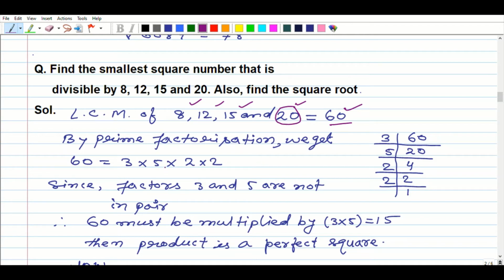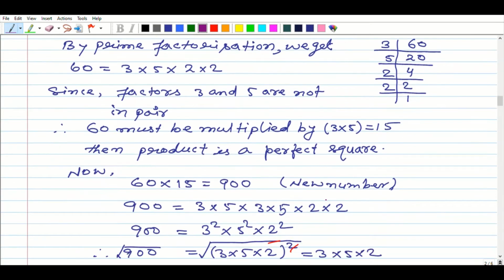60 is equal to 3 into 5 into 2 into 2. That means 3 into 5 into 2 square. Here the factors 3 and 5 are not in a pair. So 60 must be multiplied by the product of 3 and 5, that is 15, so that the product is a perfect square. Now 60 into 15, we get 900.